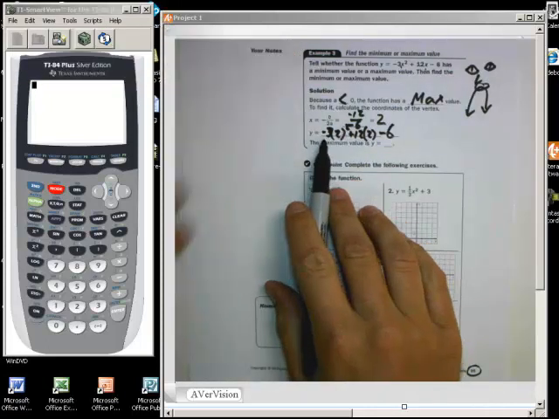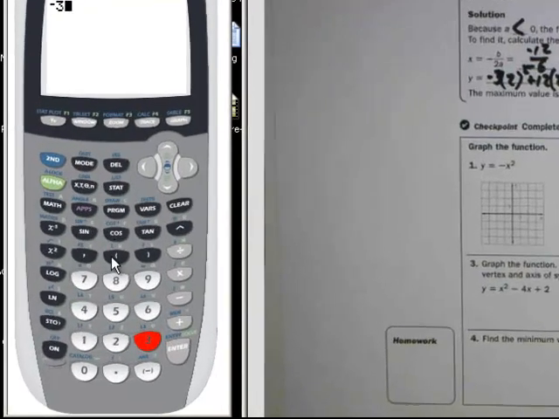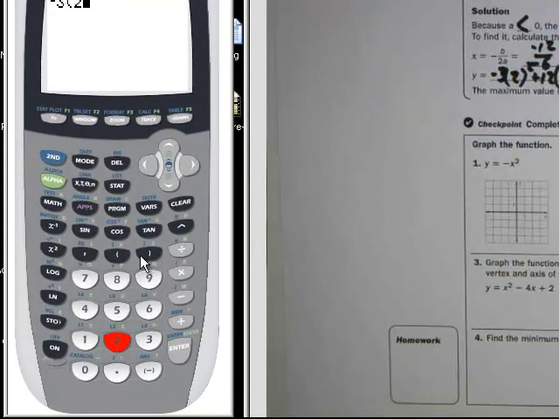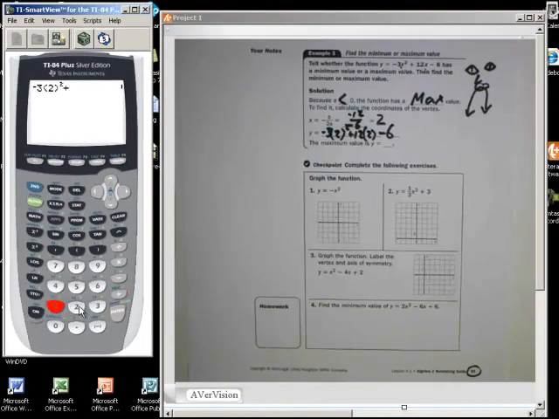Well, we could use our calculator for this one. Let's do negative 3, parentheses, 2 parentheses squared, right? Plus 12 times 2, plus 12 parentheses 2 parentheses minus 6. Oh, let me go back here. I missed a little keynote here. Times, there you go, minus 6. Enter. And I ended up with 6.